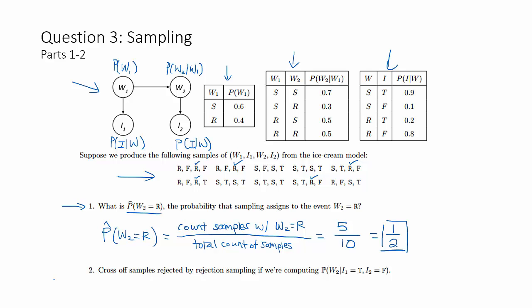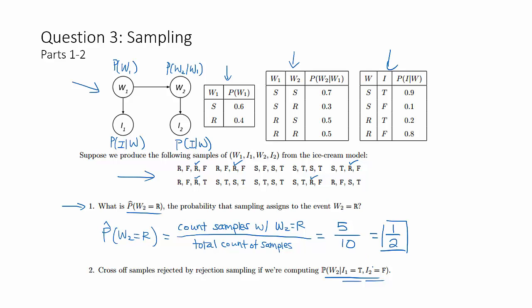For part 2, we're asked to cross off all samples rejected by rejection sampling if we're computing P of W2 given that I1 equals T and I2 equals F. In rejection sampling, when we generate a sample and come across an evidence variable, if the value we generate for that evidence variable does not match the evidence value set in the query, we immediately reject that sample. So at the end, the only samples that we should generate for this example are the samples that have I1 equals T and I2 equals F. And any other sample should not have been generated.